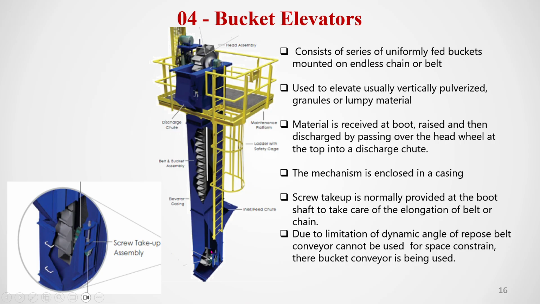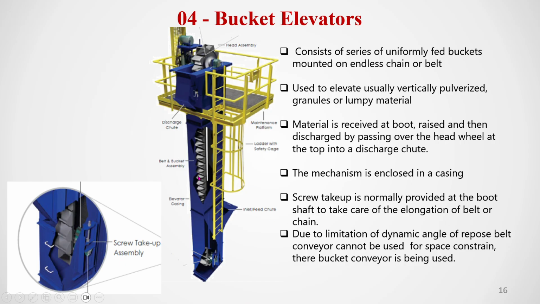From an inlet chute, it will go up in the bucket, and then fall down due to gravity. The mechanism is enclosed in a casing. In the casing, a screw take-up is normally provided at the boot shaft to take care of the elongation of the belt.